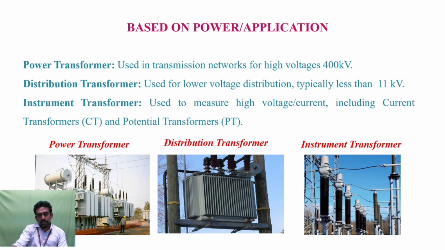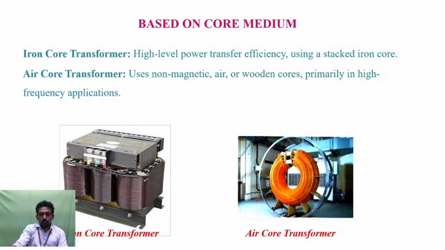And the second is the distribution transformer. Here we use the distribution transformer for low voltage application near the consumer side and near the distribution poles. The voltage level is much lower than the power transformer ratings, around 11 kilovolt. Next is the instrument transformer, primarily used in substations to measure high voltage and current. Current transformers and potential transformers are some examples of instrument transformers.